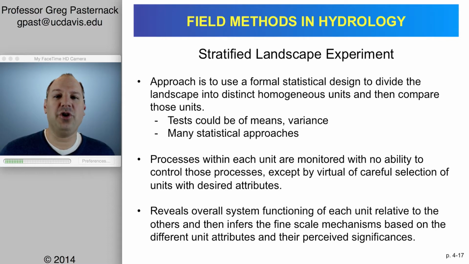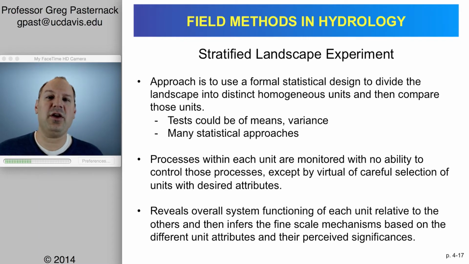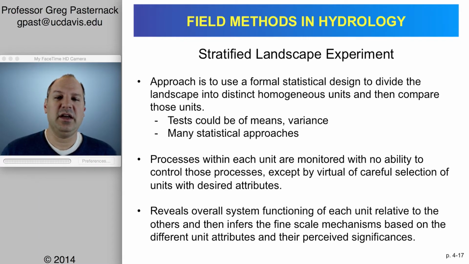In this approach, you're going to use a formal statistical design to divide the whole area that you're studying into different homogeneous units. And then you're going to compare those units. Those comparisons might be tests for the mean condition or variance, or it could be a variety of statistical approaches. It could be a cluster analysis. It could be a multivariate method like principal components analysis to get at the underlying variables. There's a lot of different ways to go about it.